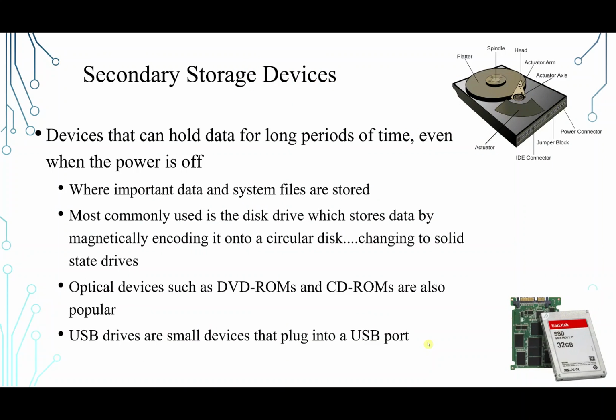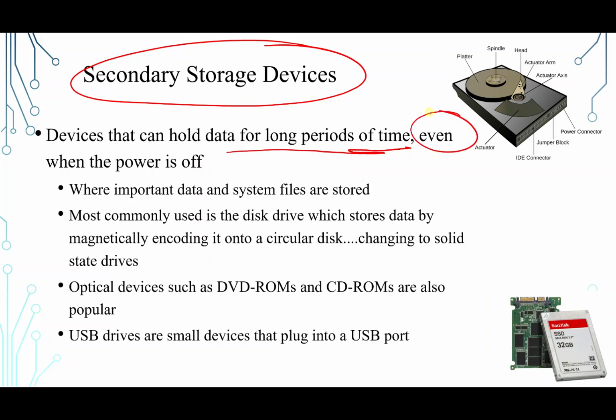Because of that, we need something where we can store information and get to keep it. This is where we have the secondary storage devices: devices that can hold data for long periods of time, even when the power is off, where important data and system files are stored. Most commonly used is the disk drive, which stores data by magnetically encoding it onto a circular disk, now changing to solid-state drives. Optical devices such as DVD-ROMs and CD-ROMs are also popular. USB devices are small devices that plug into a USB port. Those all are secondary storage devices. And previously, before all this, there were tapes.